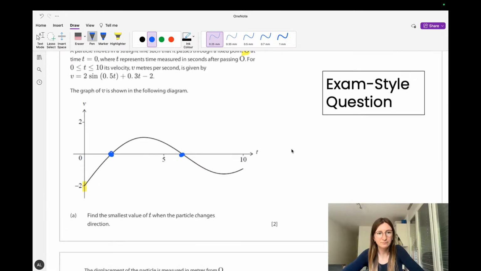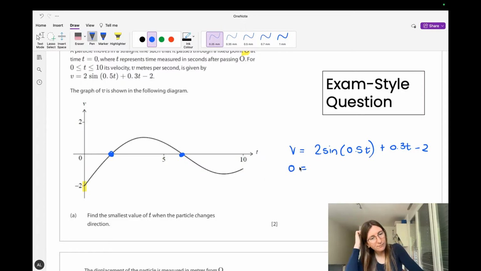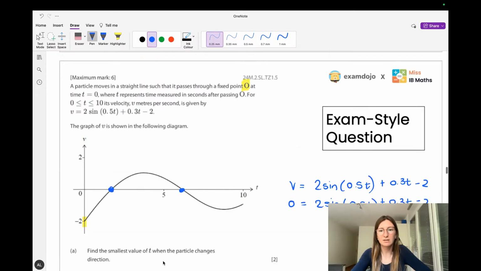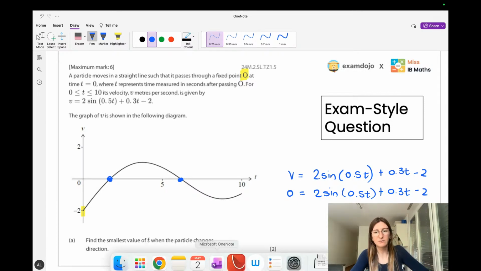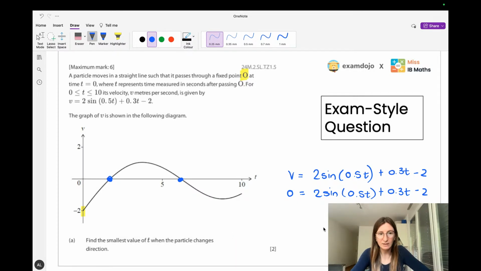So we have v was 2 sine 0.5 t plus 0.3 t minus 2. So when this is equal to 0, 2 sine 0.5 t, and perhaps this is a paper 2 calculator. I should have checked that at the beginning, because it would be great to just graph this and then find that out. Let's see. Yes, it's paper 2, so we have a calculator. So instead of finding the derivative of this, I'm setting that equal to 0 to find the, no, that wouldn't work. We're going to graph it.